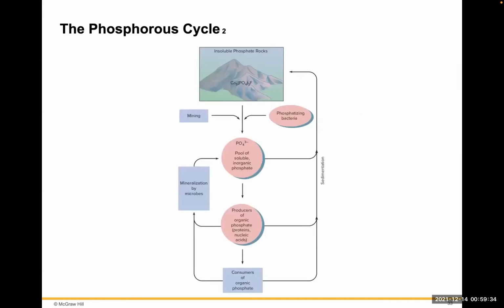Here's your phosphorus cycle. Again, you start at the very bottom. You have consumers, organic phosphate, and producers, organic phosphates. See that? Mineralization, you have mining and phosphatizing material produce the PO4 minus, which is a phosphate ion. Okay, and it forms into phosphate rocks, calcium, phosphate, and fluorine. Okay. And that's how the cycle feeds into the consumers at the bottom of the organic phosphate.